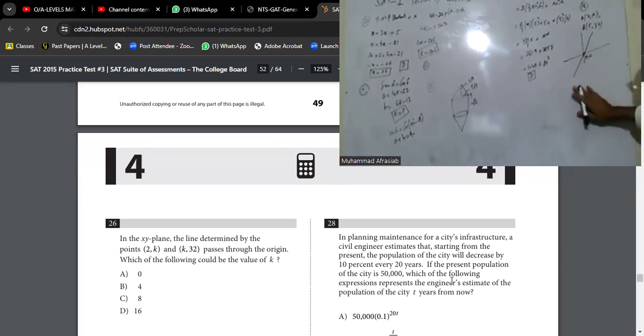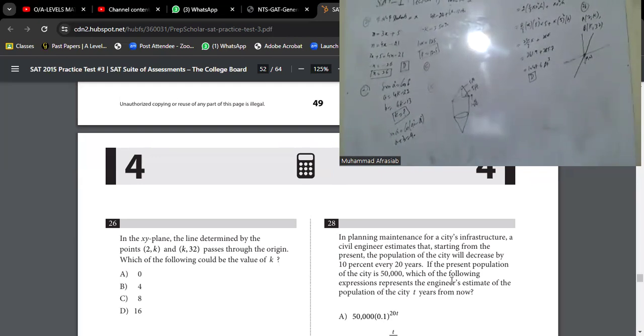Since it is a straight line, the gradient of these 3 points will be the same. So we can find the gradient of OA. A is (2, k), so that is equal to k minus 0 over 2 minus 0, which is k over 2. And the gradient of OB, if we select this point, is 32 minus 0 over k minus 0, which is 32 over k.